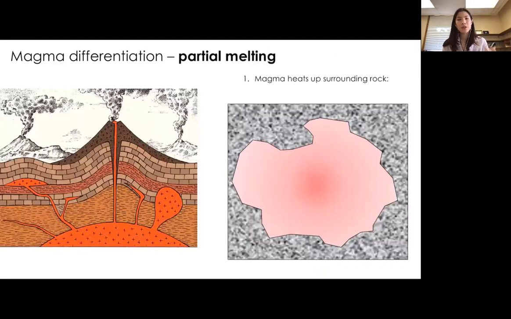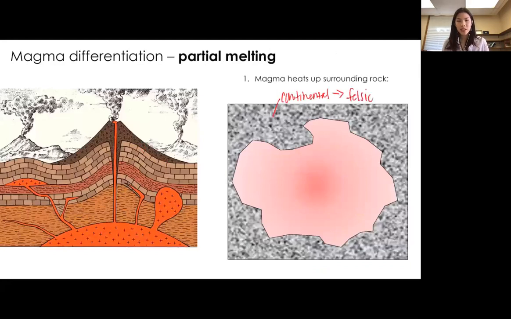The other way we can change magma composition is through partial melting. As you may have noticed, this magma chamber is not surrounded by more magma, it is surrounded by whatever rock is around it. And if it is in a volcano, that rock around it is going to be continental rock, which means that it is felsic.